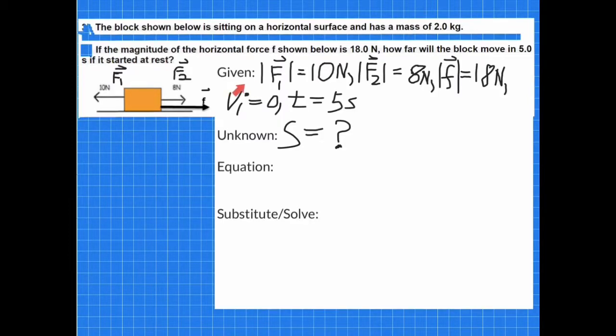The givens. The magnitude of force 1 is 10 newtons. The magnitude of force vector 2 is 8 newtons. The magnitude of force F is 18 newtons. The initial velocity is 0 since the block started at rest. The time is 5 seconds. The unknown. How far will the block move horizontally? That is, what is the displacement?